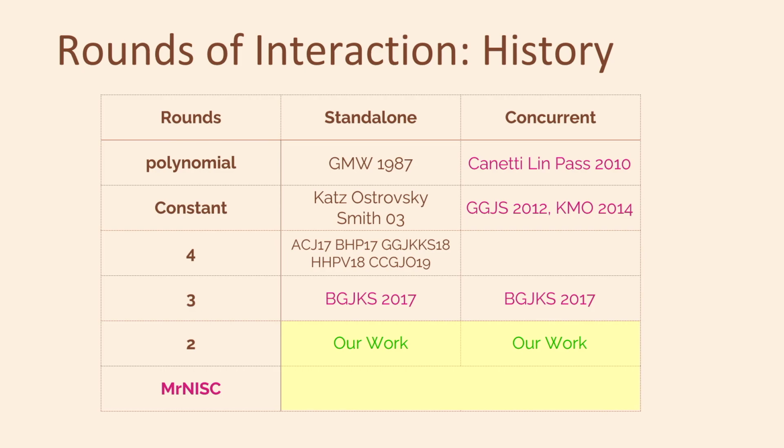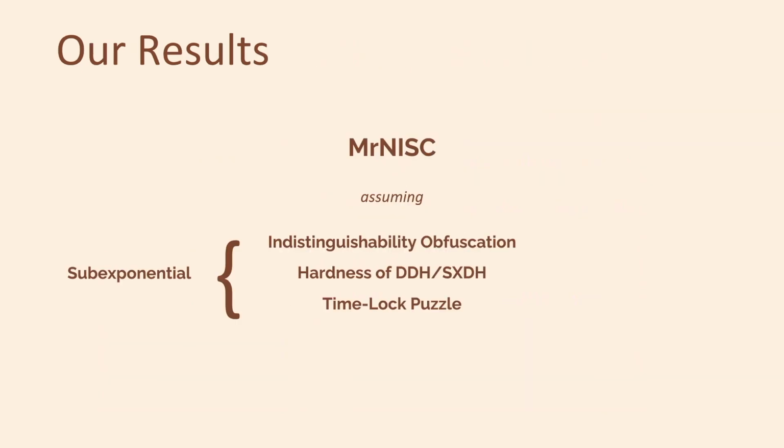Okay, so with that in mind, I can tell you about our main result. We achieved the first construction of MrNISC that's maliciously secure in the plain model. And we do this using sub-exponential variants of the following assumptions. First we assume iO, second we assume DDH, and third we assume the existence of a time lock puzzle.